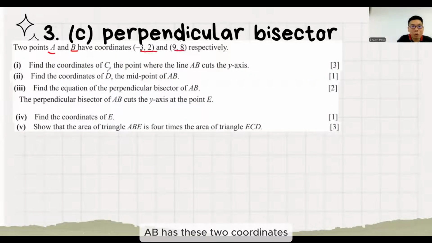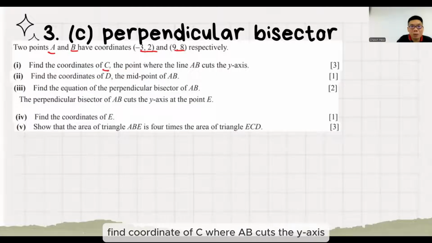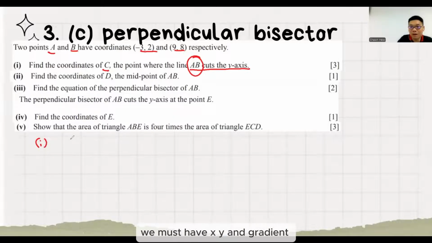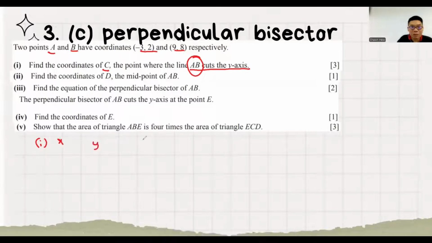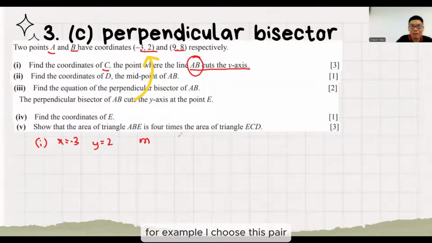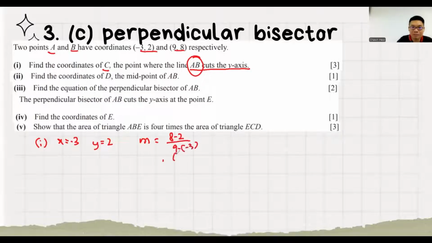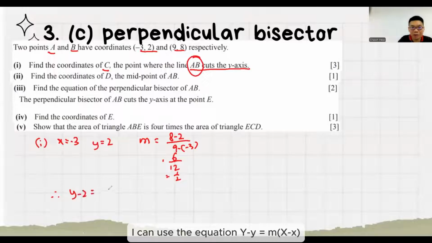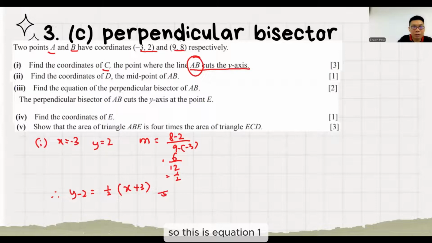AB has these two coordinates. Find the coordinate of C where AB cuts the y-axis. So we need to find the equation of AB first. To find any straight line equation, we must have x, y, and gradient. X and y, I can choose any of them. For example, I choose this pair. And then the gradient is y minus y over x minus x. After I have x, y and gradient, I can do the equation y minus y equals to m times x minus x. So this is equation 1.